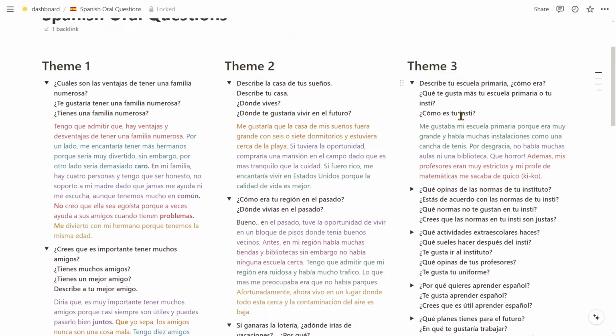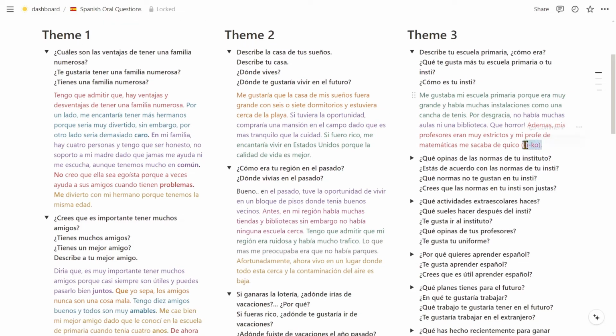Okay, so describe your primary school. Again, starting off with the imperfect tense. Using exclamatives like que horror, which is how awful. Using words like por desgracia to begin a sentence, which means unfortunately. With pronunciation, you'll see if I struggle to pronounce a word, for example, this is like a new idiom. I was unsure how to pronounce the word Kiko, so I just write it in brackets somewhere in a way that makes sense to me.